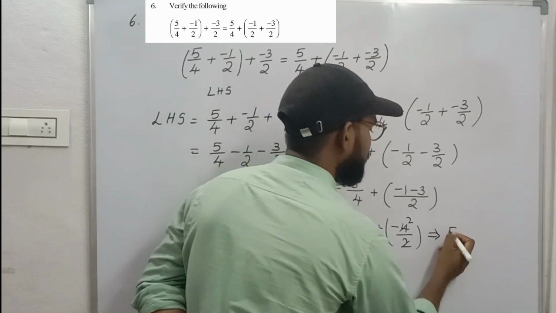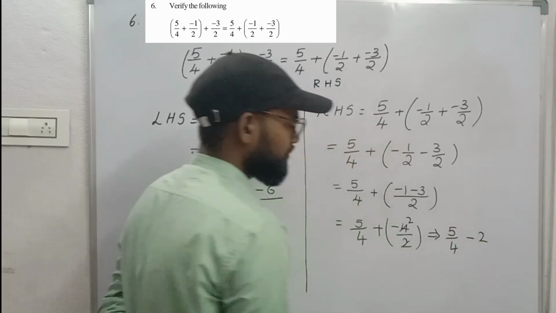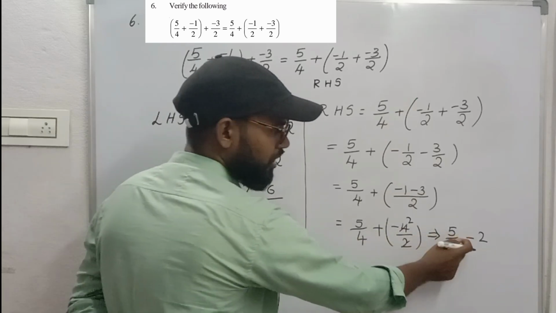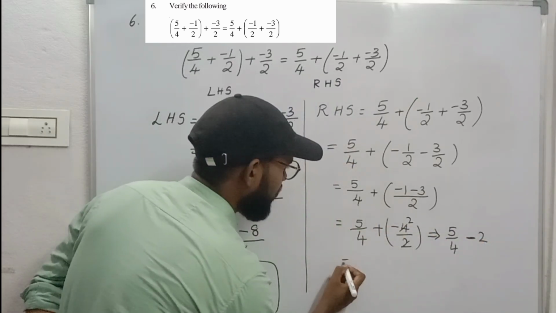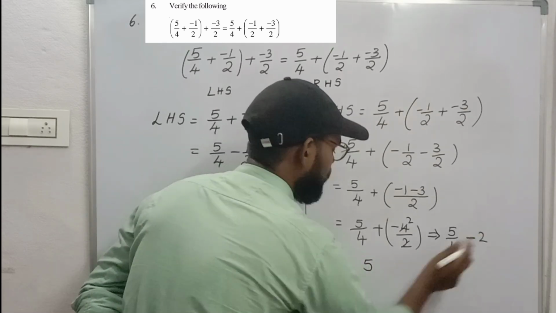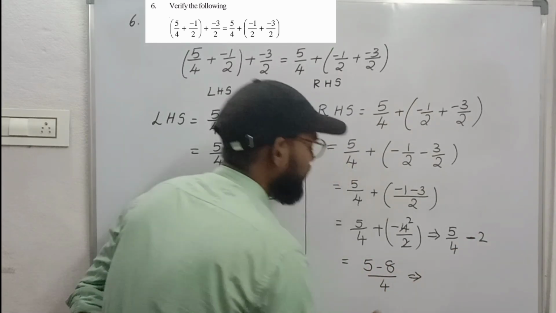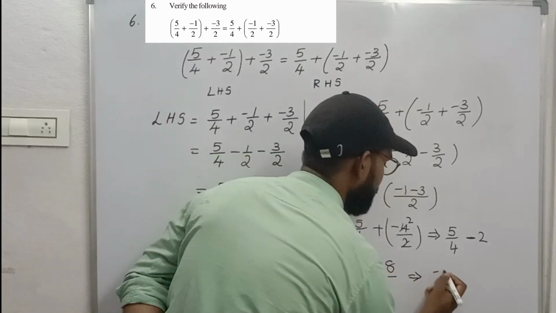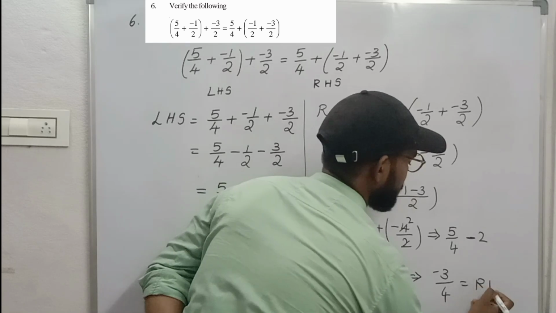So 5 by 4 minus 2. Now how did we get minus here? Because plus into minus is minus. So now 5 minus 4 twos, how much? 8. 5 minus 8 by 4. Now 5 minus 8 how much? Minus 3 by 4. This is our RHS.